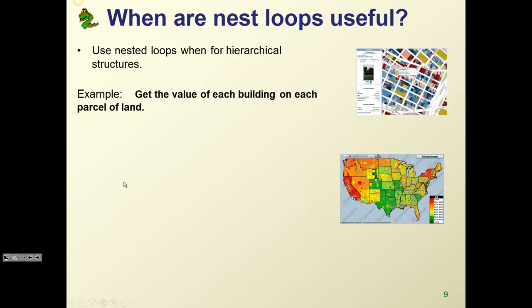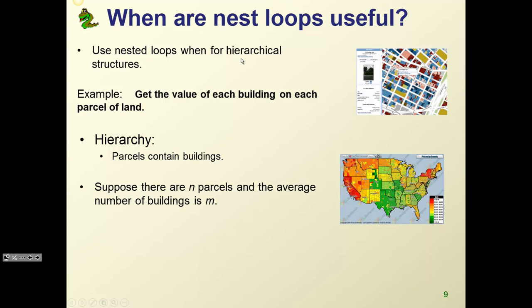That's it. So nested loops happen sometimes when you need to do hierarchical structures, like get the pricing value of each building on each parcel of land. The hierarchy here is that there are parcels that contain buildings. And if you have n parcels and the average number of buildings on a parcel is m, how many times are you going to have to do this? On average, you're going to get the value in n times m. There are n times m values to calculate.